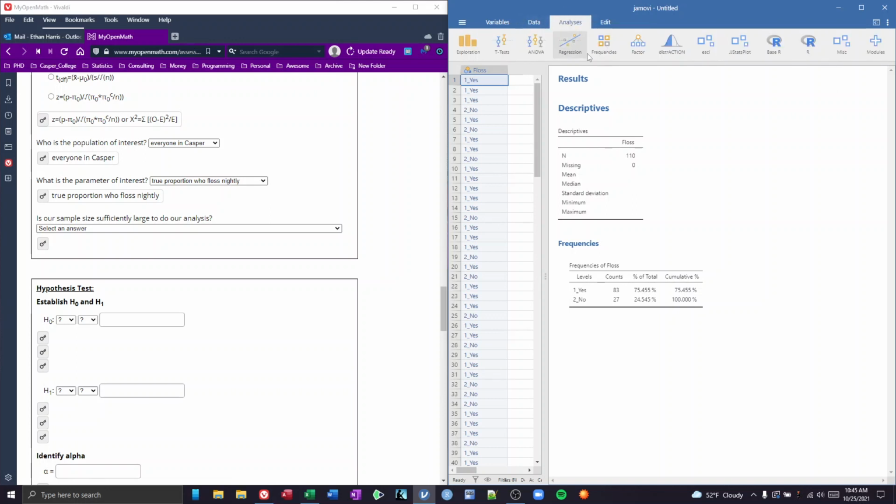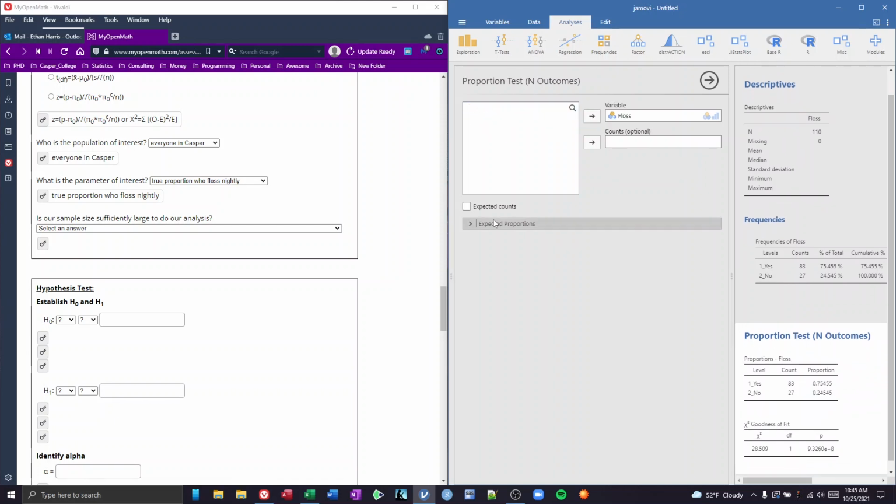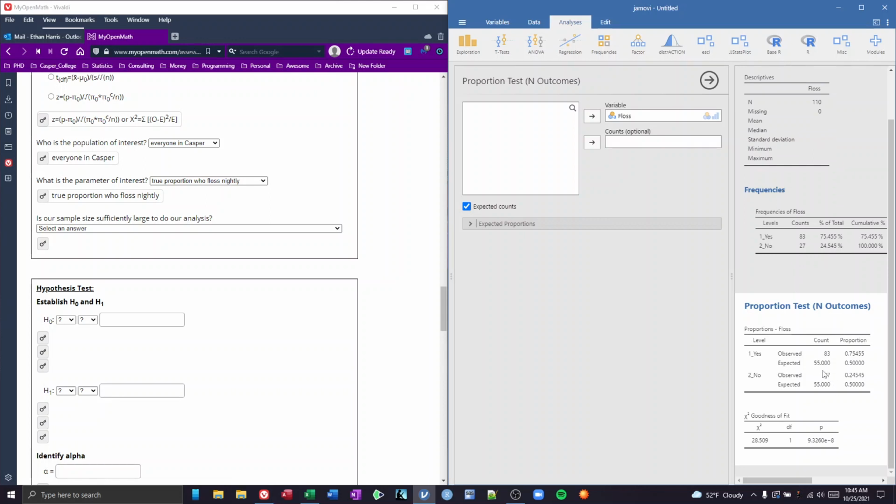So if we go to our analyses, we're actually going to go to our frequencies here. We're going to do this chi-squared goodness of fit under our one sample proportion tab. Let's go ahead and click on this. What we're going to do is grab our floss, bring it over, and bring in our expected counts. And our expected counts are as shown below.